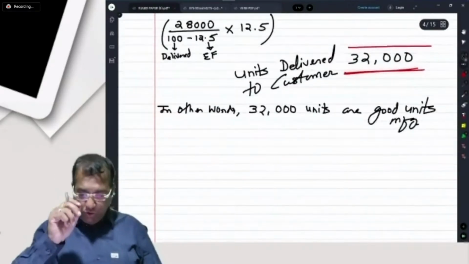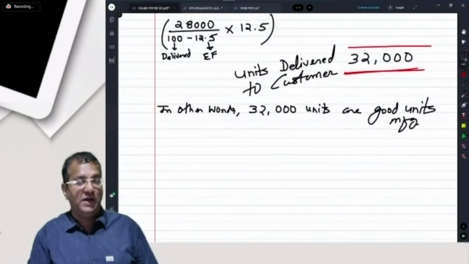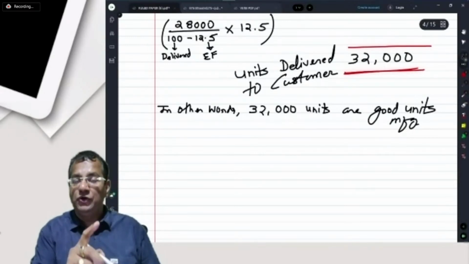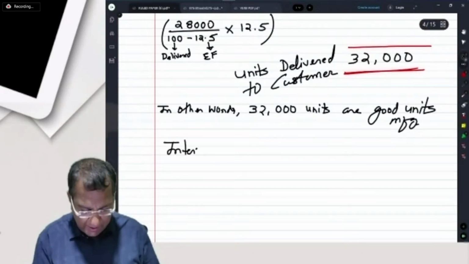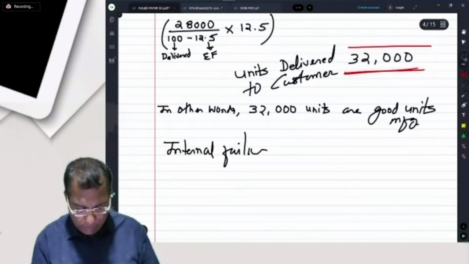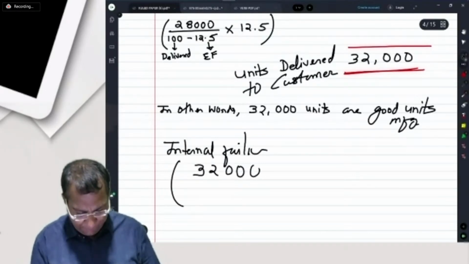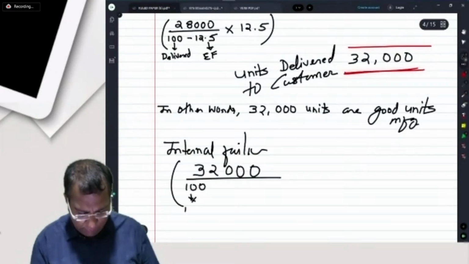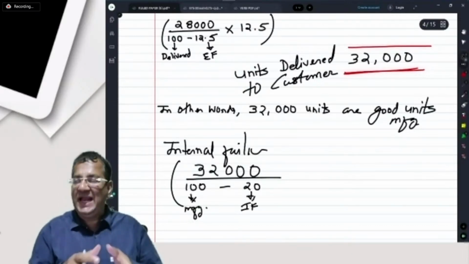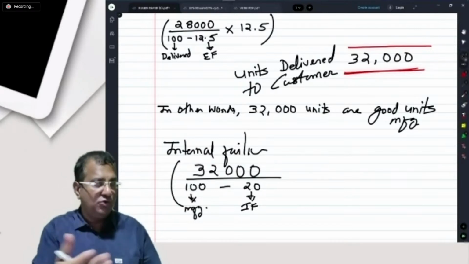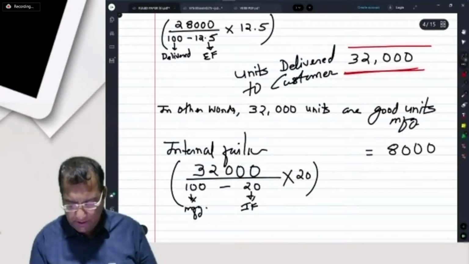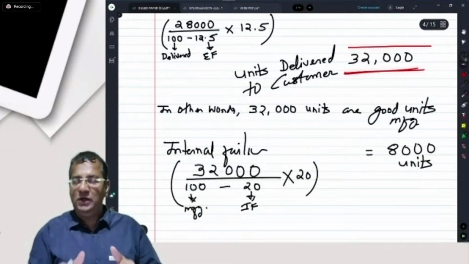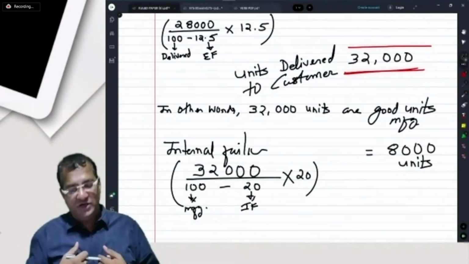Now the 20% that is given to us, that 20% is given on units manufactured, not good units manufactured. So again, if I have to find the internal failure, what do I have to do? 32,000 is the good units. If I have manufactured 100 units, then out of this 20 units are my internal failure. So the remaining 80 represent the good units and 32,000 units are the good units. So therefore when you multiply by 20, I think 8,000 units is coming as internal failure units. So total good units is 32,000 as per my inspection department.